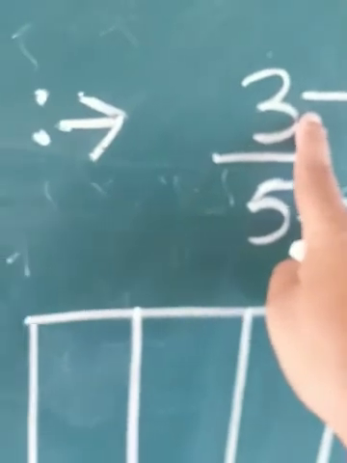And what does this 3 mean? 3 means that you have to consider the 3 parts. That is, you have to shade it in this way. So 3 parts are taken as consideration. Fine, that is 3 by 5.